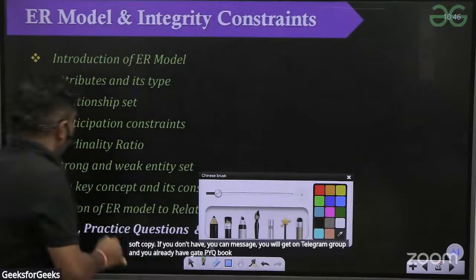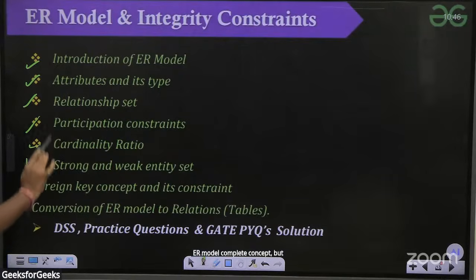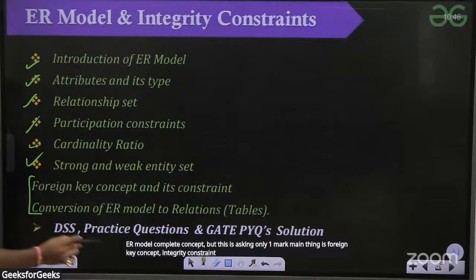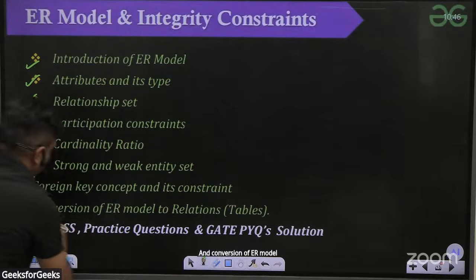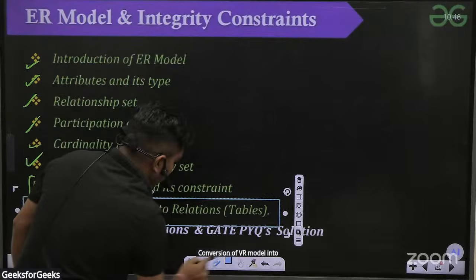After that, ER model complete concept, but this is asked for only 1 mark. The main things are foreign key concept, integrity constraint, and conversion of ER model into RDBMS. Conversion of ER model into RDBMS is what gets asked.